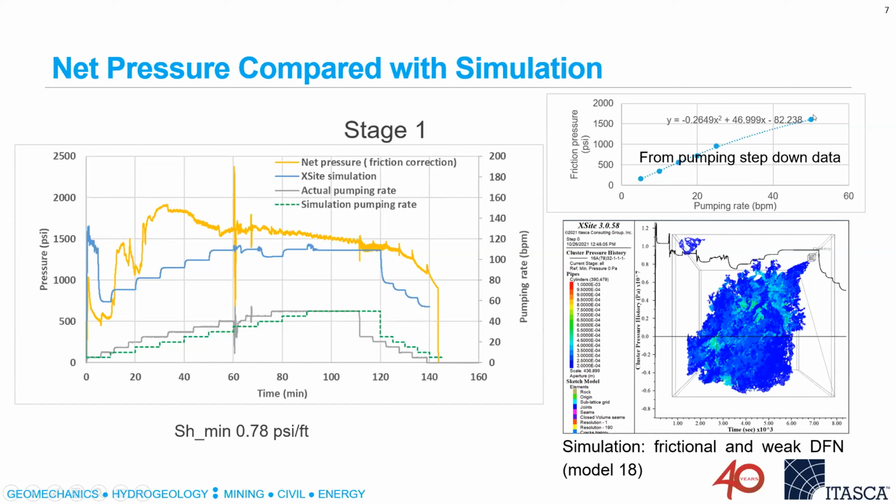And then you apply this regression formula to this injection part, the increasing rate part. So you subtract this friction, then you get the net pressure. So this orange line here is the net pressure after the friction correction. So it's basically the surface pressure plus the hydrostatic minus SH mean, then minus the friction. So here is the net pressure.